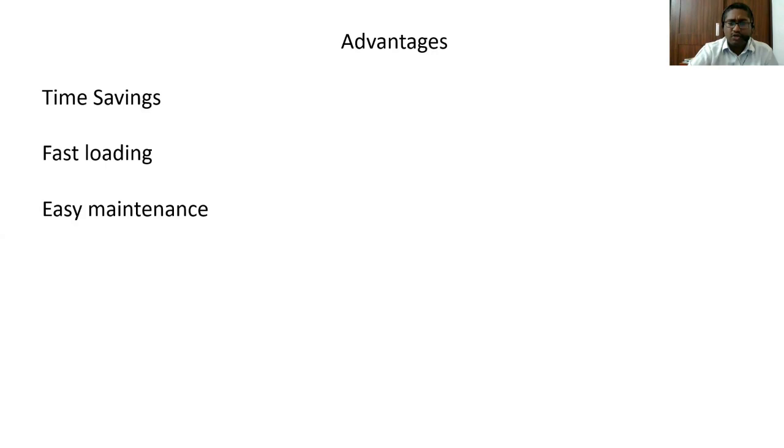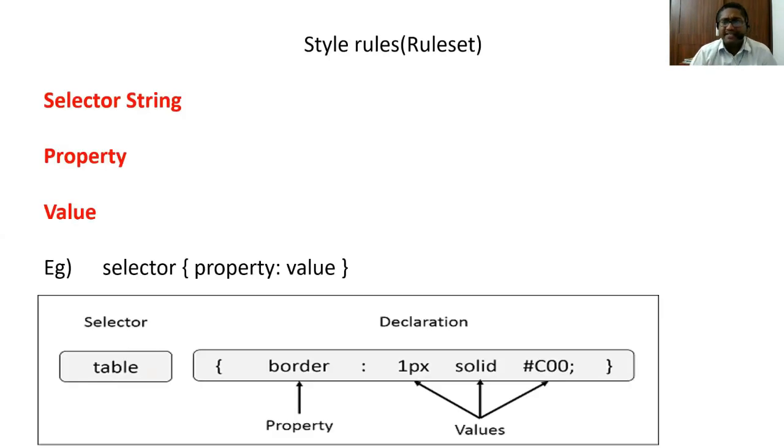What is the advantage? Time savings, fast loading, easy maintenance, etc. The main theme for CSS is style rules. Here, three things will be there. One is the selector string. In an HTML tag, we are talking about H1 within angular brackets. Whatever is present along with the angular brackets, we call the element. Whatever is present within the element is called the selector string. H1 is a selector. So H1, property name, property value.